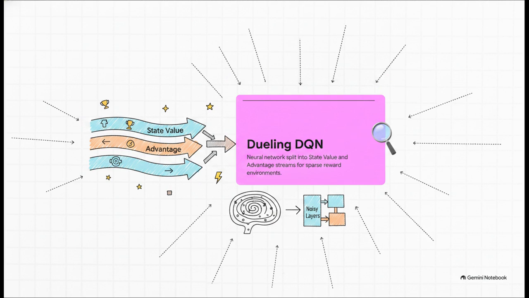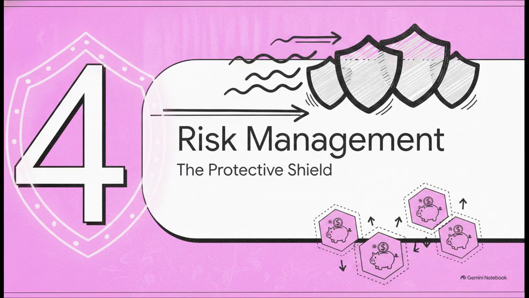Oh, and to make it even more cutting edge, they swapped out standard random guessing for something called noisy layers. This injects learnable noise right into the network, letting the AI automatically and efficiently explore new strategies without fumbling around with clumsy randomized guessing. Section 4.